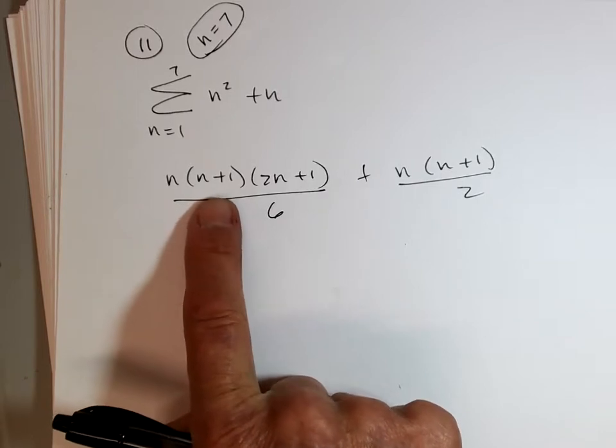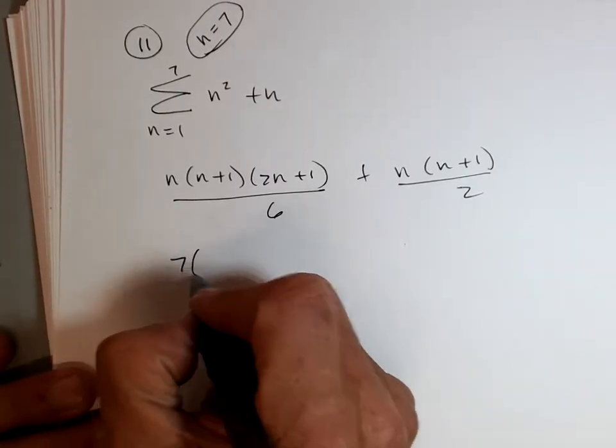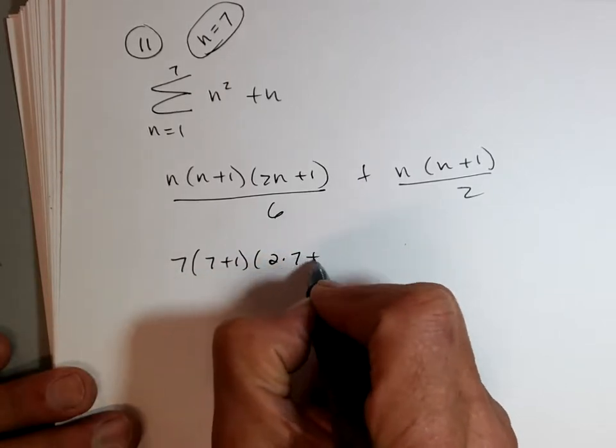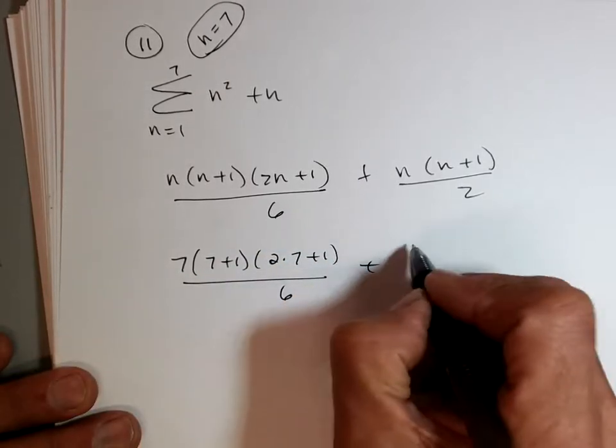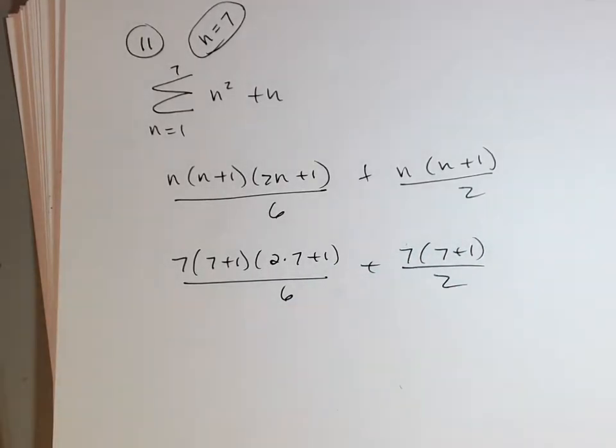This is long. What's n? n is 7. There's 7 terms, right? Oh my goodness, watch how easy this is. The formula is 7 times 7 plus 1 times 2 times 7 plus 1 divided by 6, plus 7 times 7 plus 1 divided by 2. I'm just plugging 7 in.